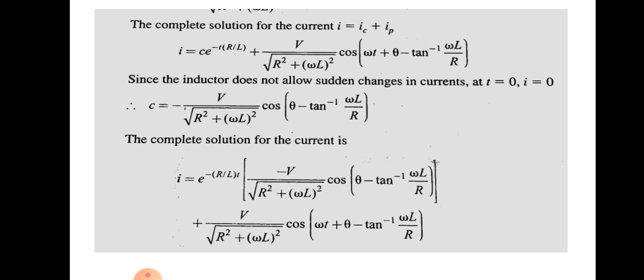So the complete solution for the current, we know that first we said that the current has two parts, that is the complementary function and the particular function. The complementary function is IC and the particular function is IP.